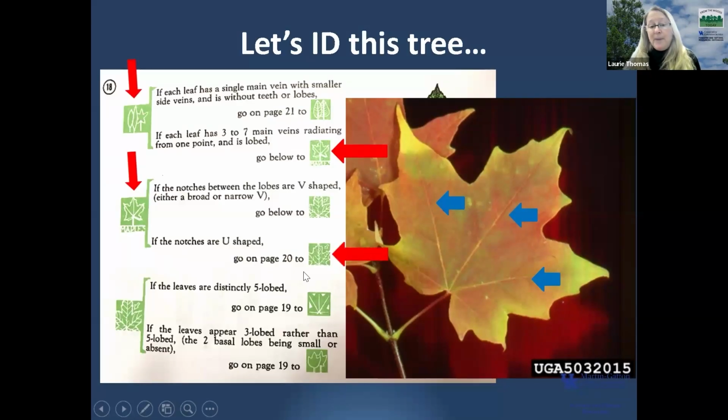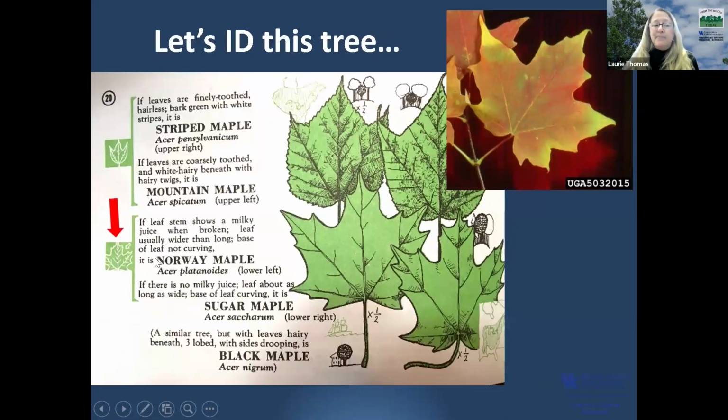So we're going to go over to page 20, where you see that it's got that little arrow poking into that notch. And remember what our symbol looks like there, our little logo, and it's the bottom bracket this time. Now we're going to get an answer on this one. We've got three options here to figure out what type of maple we have. The first question is, if the leaf stem shows a milky juice when broken, and the leaf is usually wider than long, and the base of the leaf is not curving, which is this sample right here.